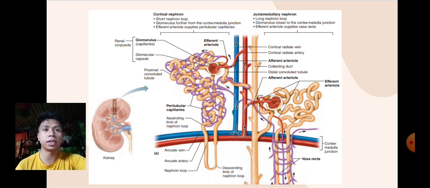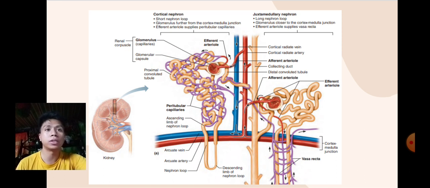So this is the diagram. This is the renal corpuscle, the glomerulus, the capillaries, and we have the capsule, the proximal convoluted tubule. Then we have here the peritubular capillaries, the efferent arteriole, afferent arteriole, efferent, then vasa recta.